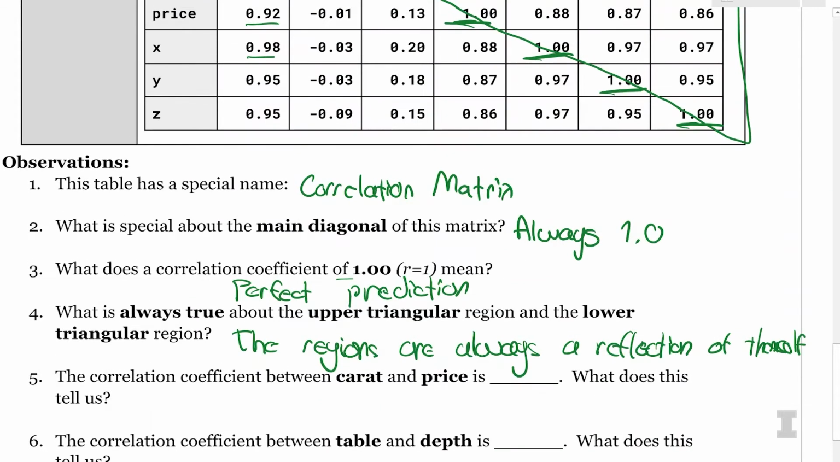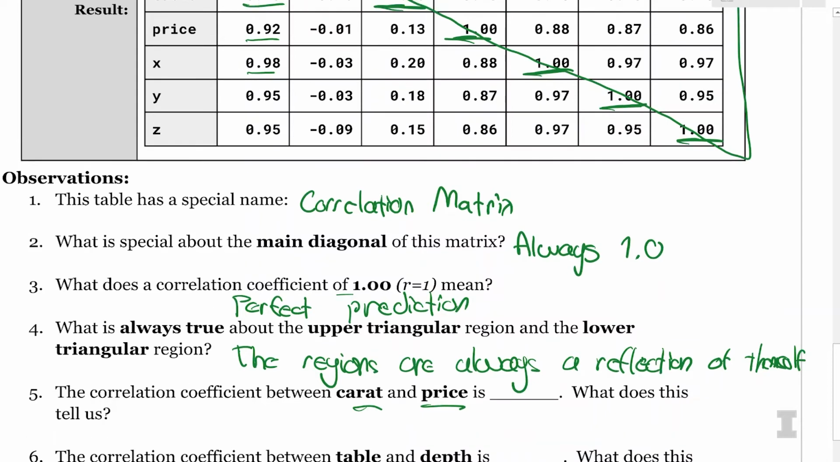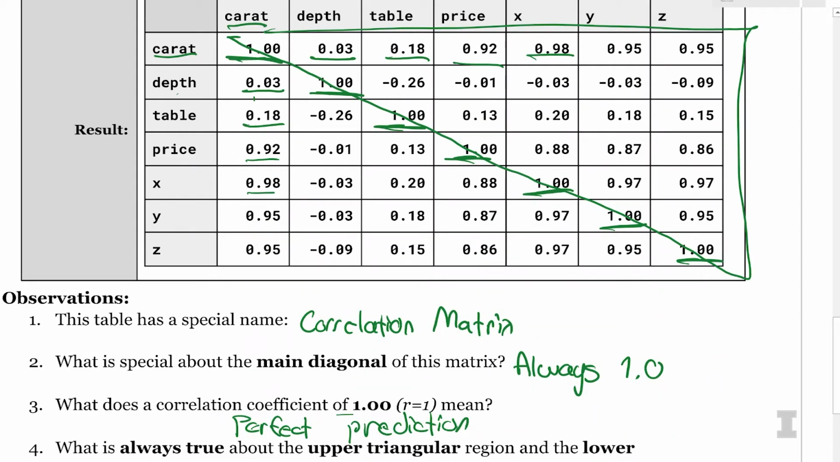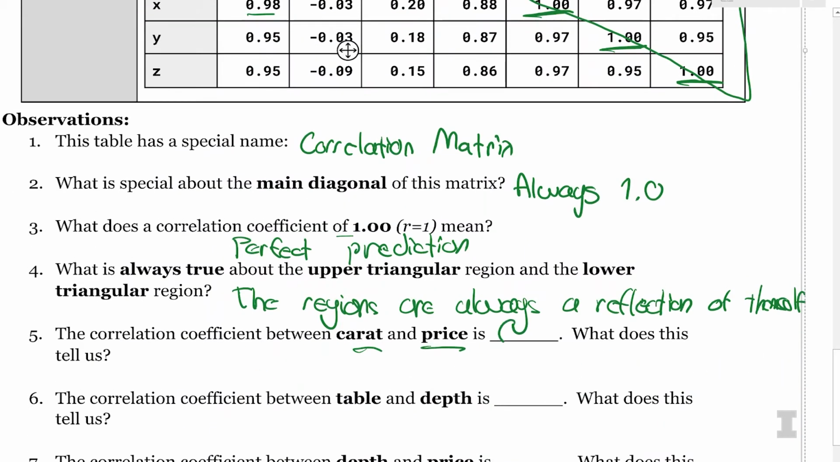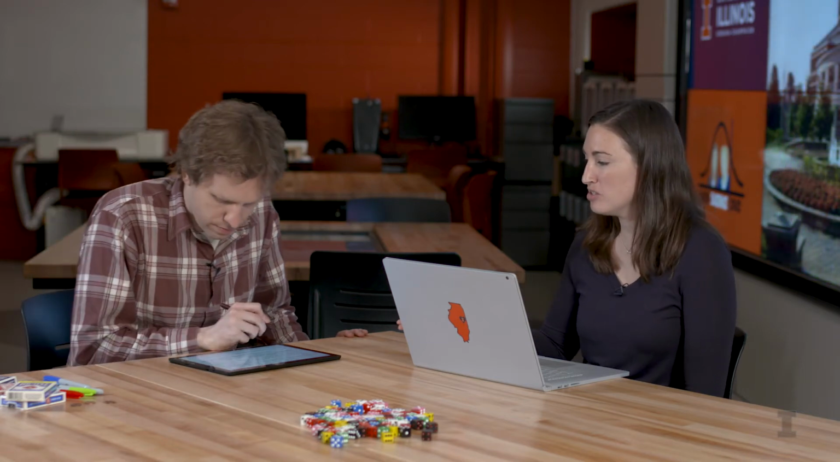The fifth question is, the correlation between the carat weight and the price is blank. What does this tell us? So I'm going to look at the carat weight and the price. Carly, I see the correlation between the carat weight and the price is 0.92. Yeah, I see the exact same thing. So what does 0.92 mean here? In that case, 0.92 is pretty close to 1. It's a strong positive correlation, and it means in the context of this problem that as the weight increases, so does the price, which in terms of diamonds makes pretty good sense.